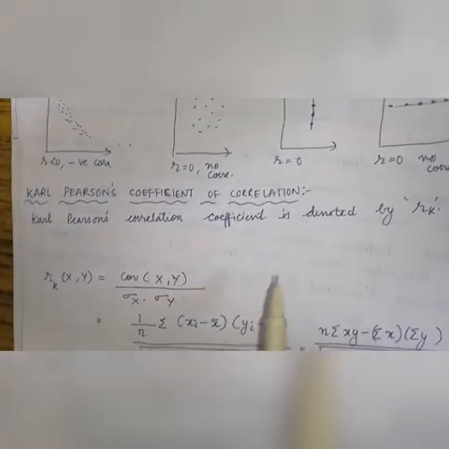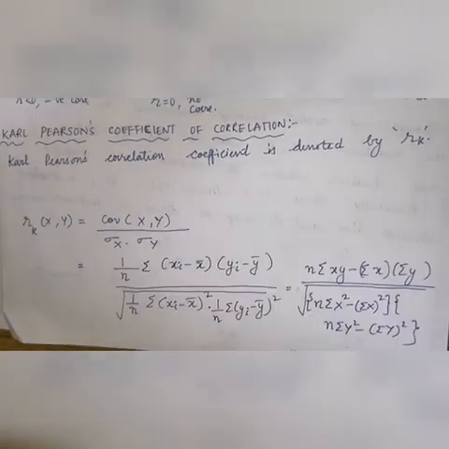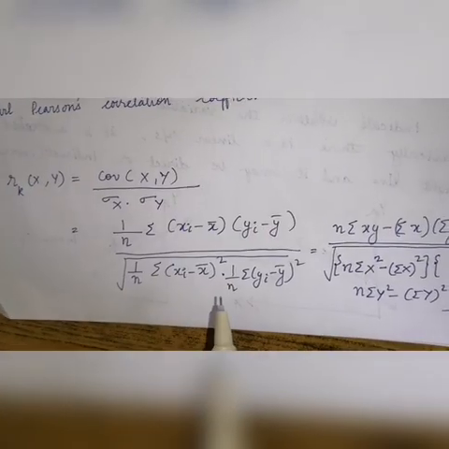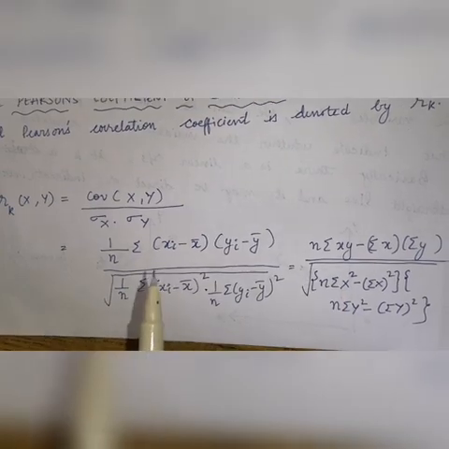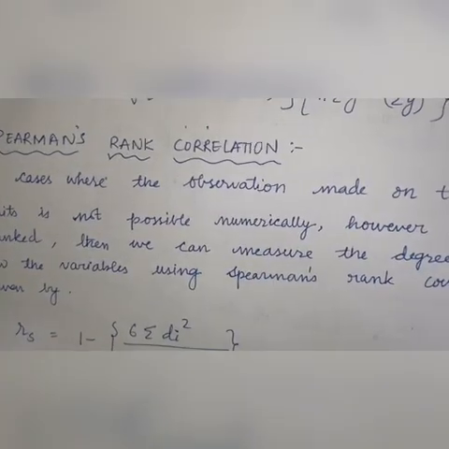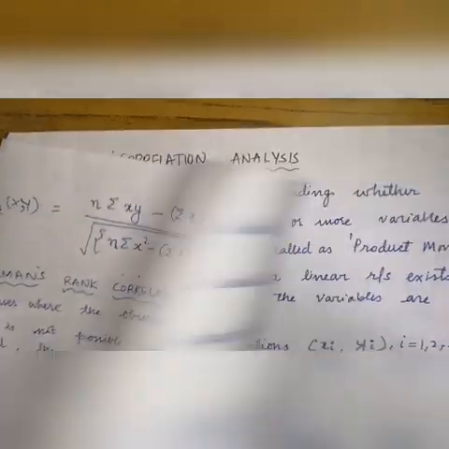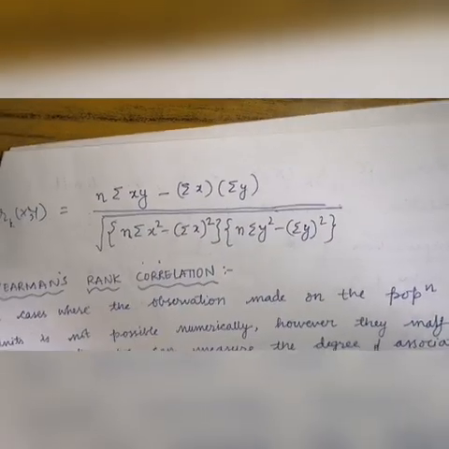So the Karl-Pearson's correlation coefficient is easy to solve, and here is the formula. We will see a few problems with Karl-Pearson's correlation coefficient, and we will see how to interpret the solution as well. So this is the formula, and next we have Spearman's rank correlation.